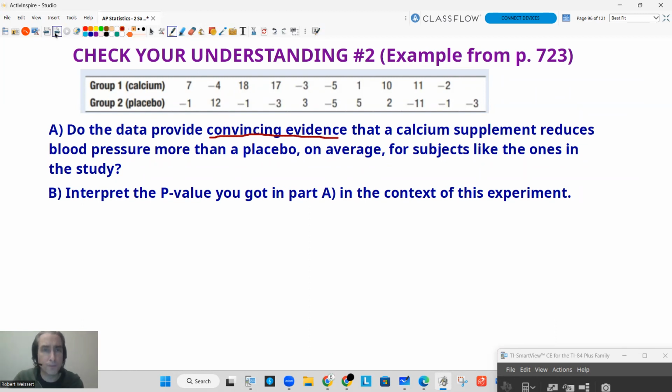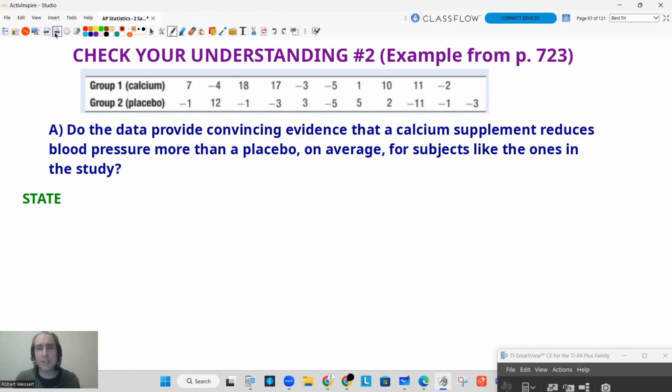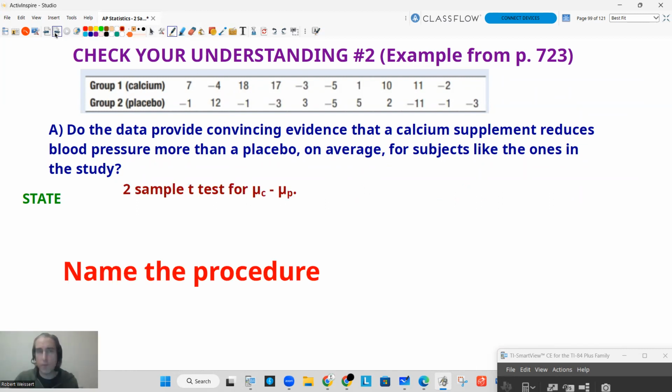Well, let's look at the question. So if it's a test, what are we going to do first? We're going to name the test, right? What is this procedure called? Well, how many samples are we dealing with? 2. The 2 sample t-test for mu C minus mu P. Now I use C and P, calcium and placebo. You can use 1 and 2, doesn't matter.